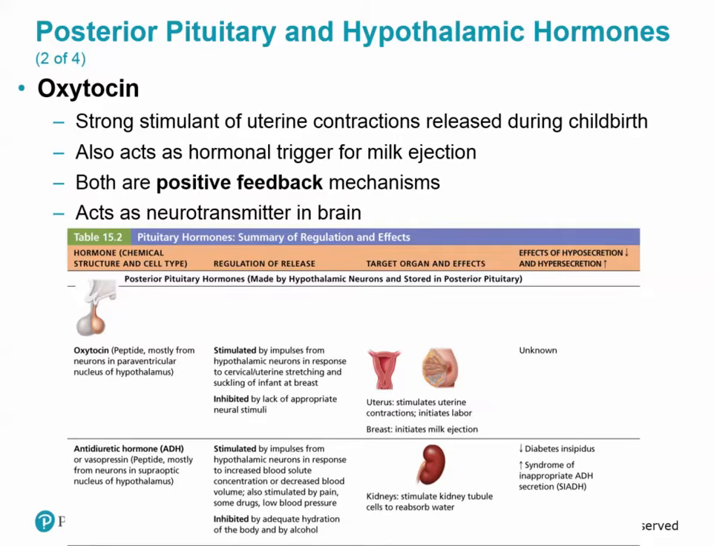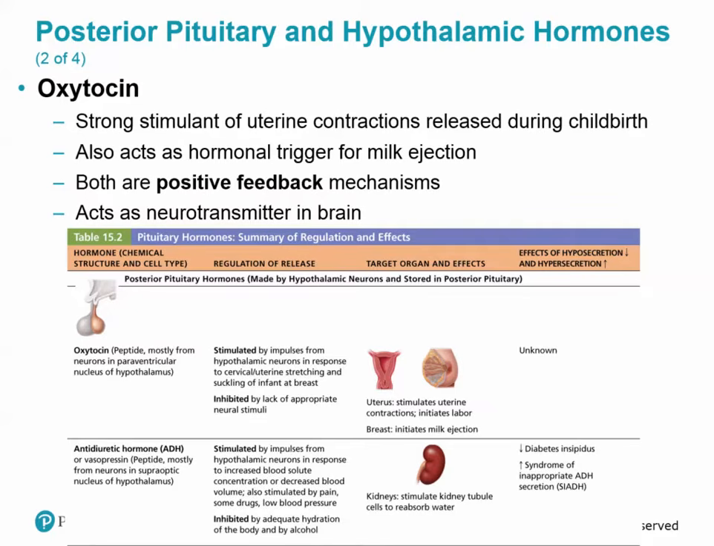Okay, so starting with the posterior pituitary hormones, since there's only two. The first one we'll look at is oxytocin. Oxytocin is sometimes referred to as the love hormone, but some of its functions include being a strong stimulant of uterine contractions during childbirth, and acting as a hormonal trigger for milk ejection. And this is one of the rare ones that actually operates under a positive feedback mechanism.